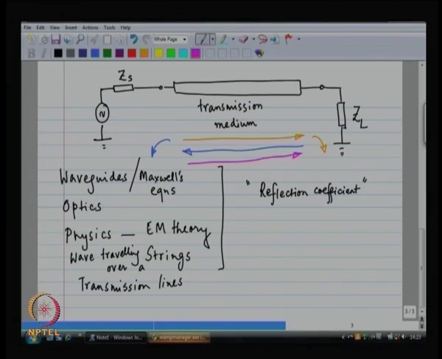So, a wave has been launched, part of the energy in the wave is absorbed by the load, part of it is reflected back. Again, it hits the source, part of it is absorbed by the source, part of it is reflected back further. Now, as you can guess, this reflection coefficient that I mentioned earlier is the ratio of what reflects back from the load to what had hit the load to start with.